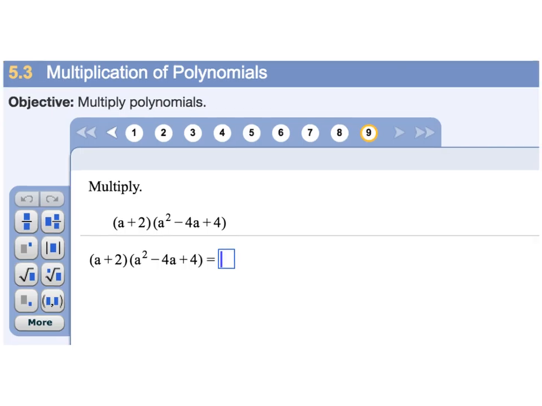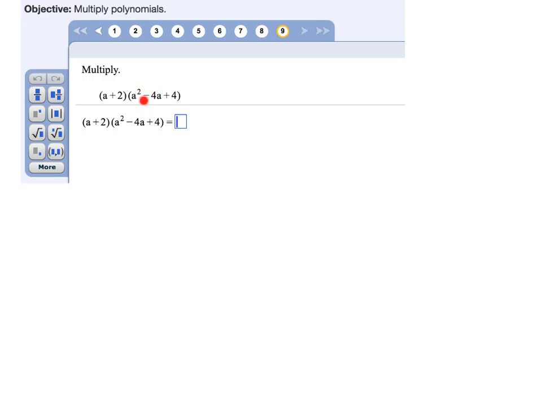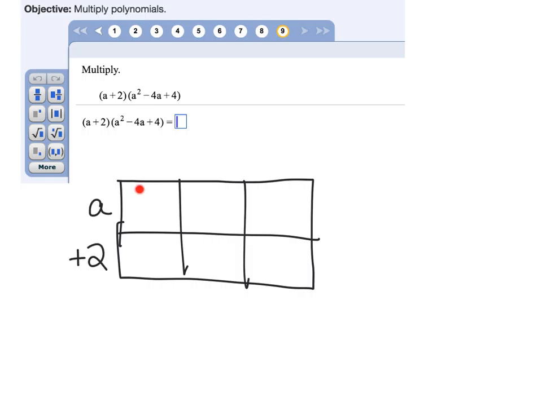And the last one, finally, we have a trinomial. All right, so what does that mean? It means one of these factors actually has 3 terms in it. So we're going to do a 2 by 3 box, because the 2 is going to be the a plus 2. So there's our a plus 2. Now the 3 is because we have 3 terms up here. We have a squared, we have minus 4a, and we have plus 4.